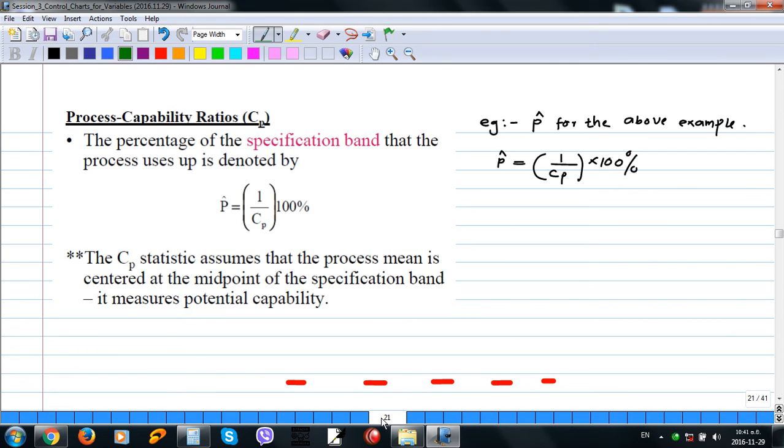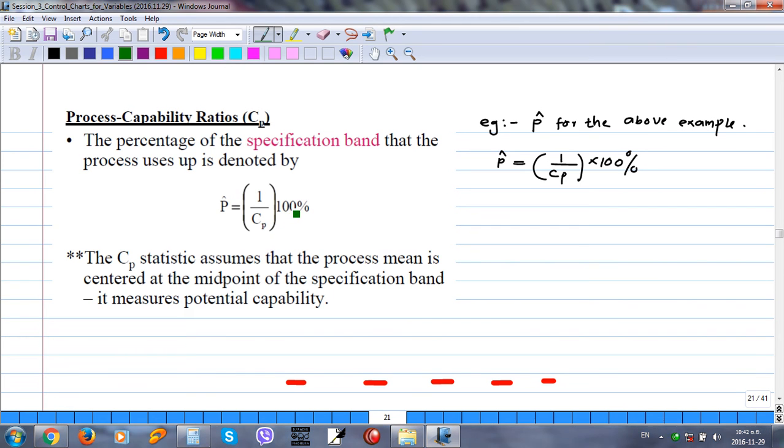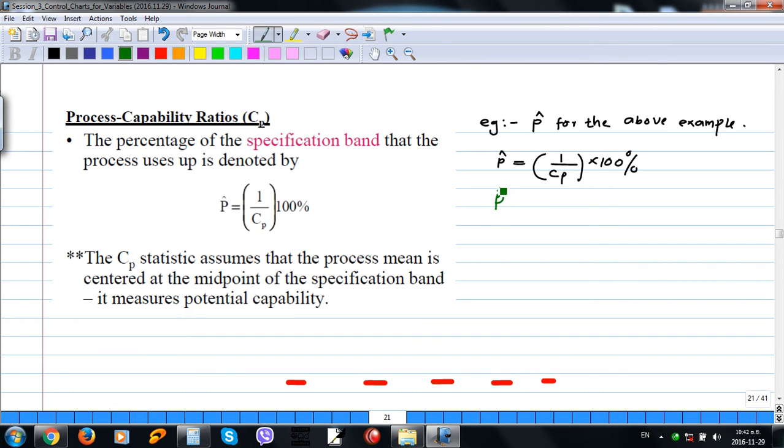And the process capability ratio, CP, again. The percentage of the specification band the process uses up is denoted by p hat, equals 1 over CP times 100%. The CP statistic assumes that the process mean is centered at the midpoint of the specification band. It measures the potential capability. So p hat we can find as 1 over CP times 100%. In the previous example we found the CP value.